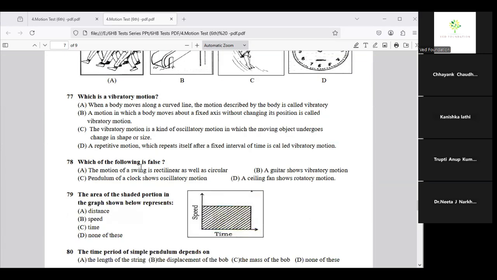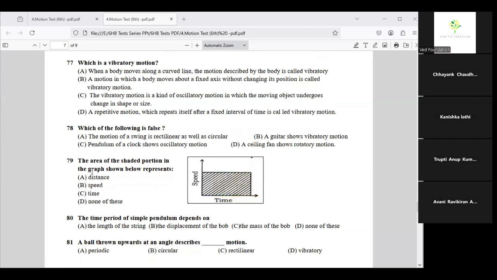78. Which of the following is false? The motion of a swing is rectilinear as well as circular. No, the motion of a swing is oscillatory motion. We have to choose the false statement. So the first one is false. Correct answer is A. A guitar shows vibratory motion. Correct. Pendulum of a clock shows oscillatory motion. That is correct. A ceiling fan shows rotatory motion. Yes, correct. So the false statement is A.